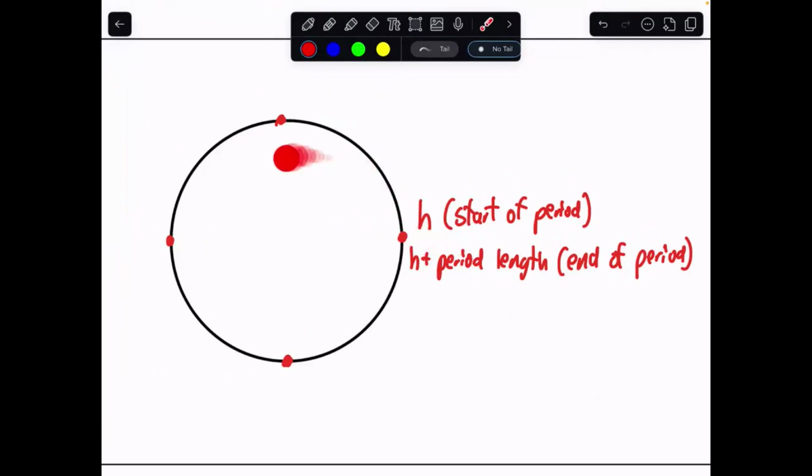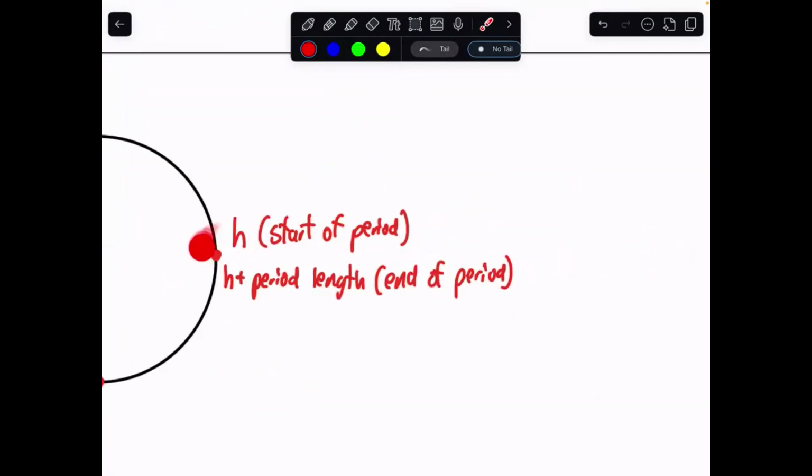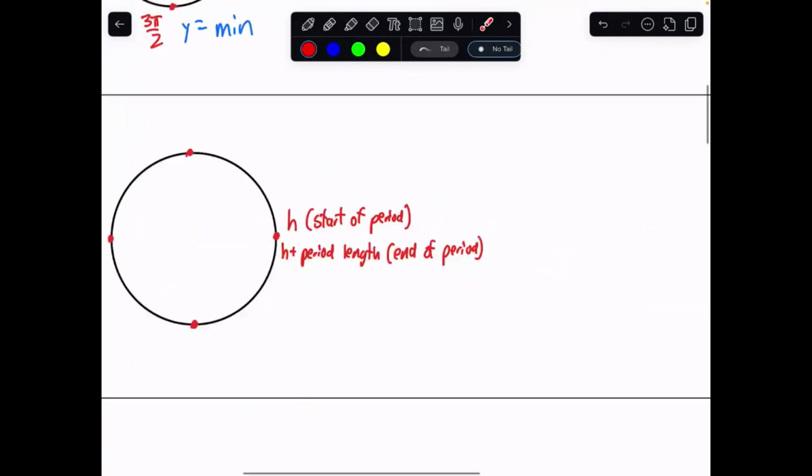And then after that, you just cut it in half. And then you cut the first half in half. And then you cut the second half in half. I'm not going to bother to label the others. But what we see here is that whatever angle the start of the period is, whether it's been shifted by an h or not, for sine, it's still in the middle of the y values.